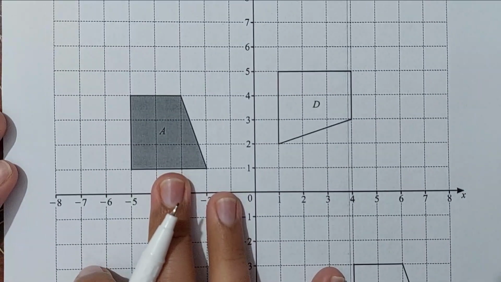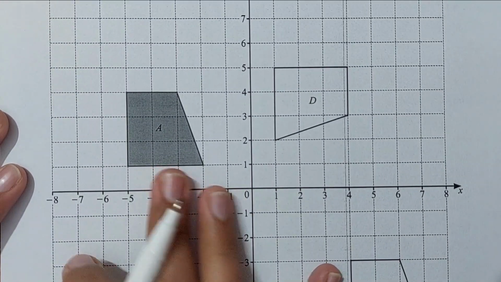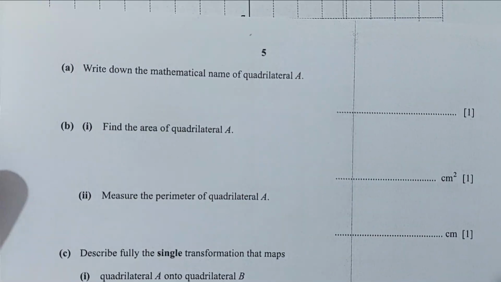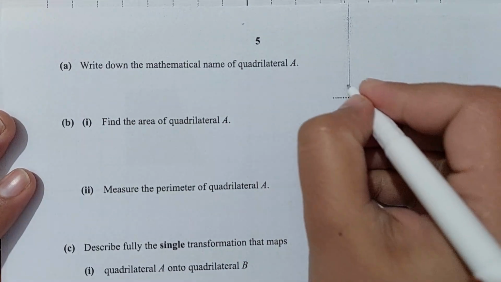Look at this quadrilateral A. What is its mathematical name? It has 2 parallel sides and some height, so it is a trapezium. Its mathematical name is trapezium.